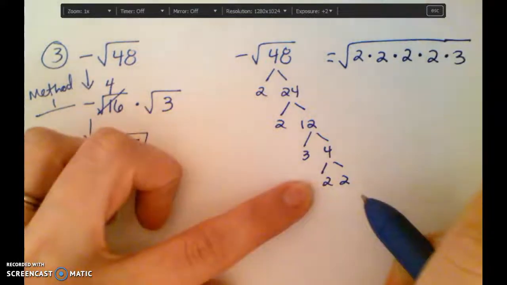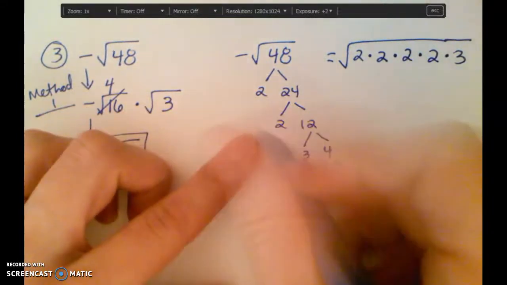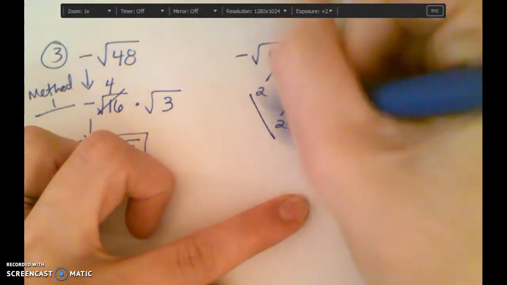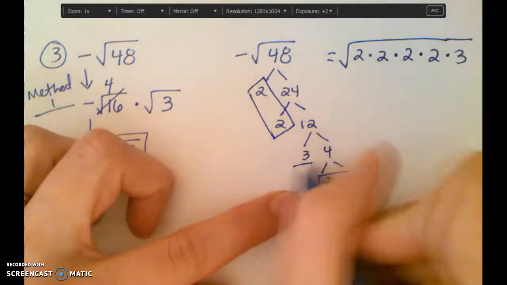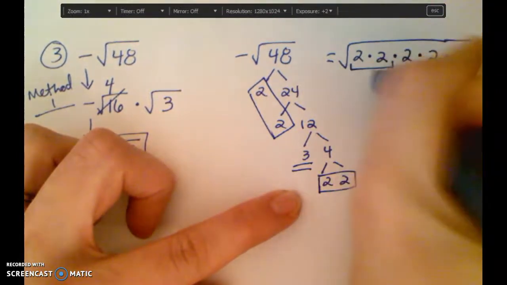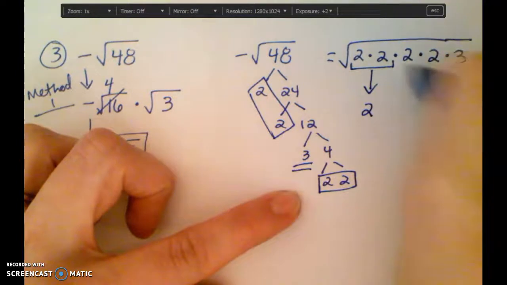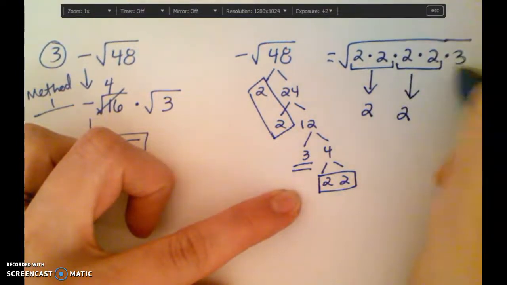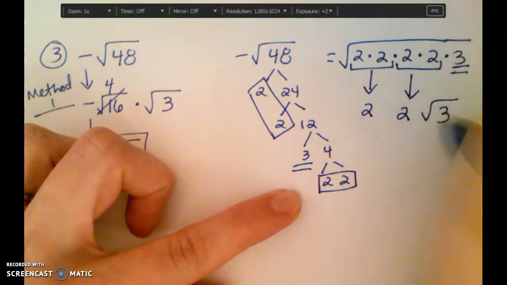Again, if you don't feel like rewriting them, you can group up the pairs out here. I see a pair of 2's, and I see another pair of 2's. And then, of course, left over is a 3. Same thing here. We have a pair of 2's to bring out of our barn. We have another pair of 2's to bring out of our barn. And then inside the root, we're left with 3.